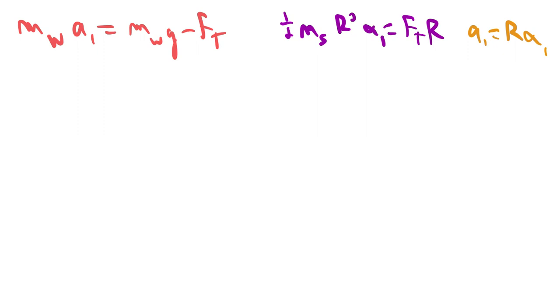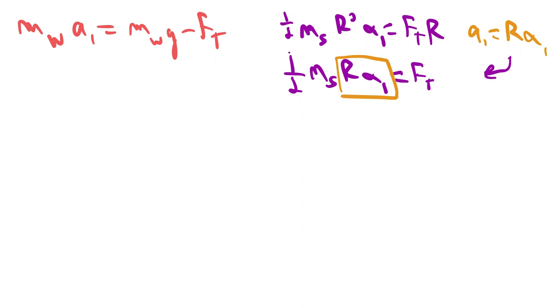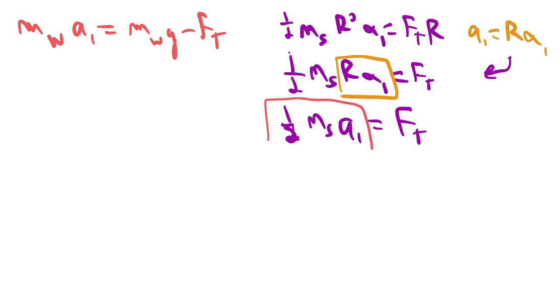I'm going to take the middle equation, and the first thing I'm going to say is that we can cancel an R, so this equation becomes 1/2 ms R alpha 1 equals FT. That's convenient because it's already given us something in terms of the tensions. Then we plug this in: notice, R alpha 1, we already have that, and so we end up with 1/2 ms A1 equals FT. And that's very convenient because then I can take that and plug it in up here.